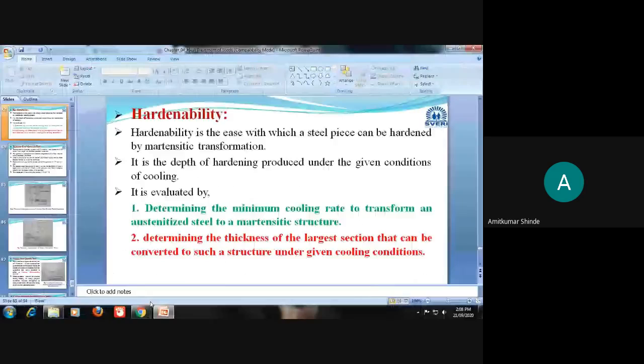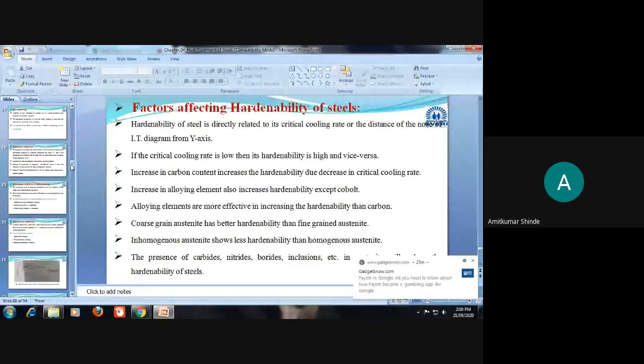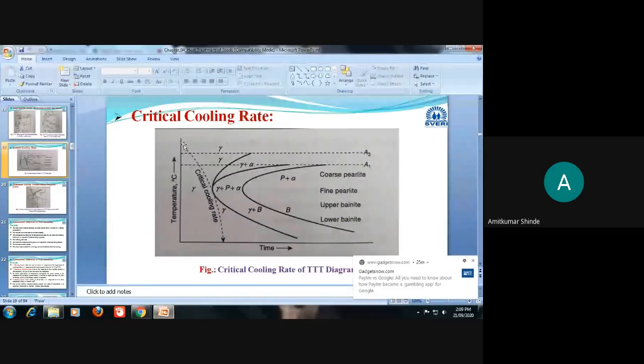For this I will show you that slide so that you will be able to understand the critical cooling rate. Okay, this is the critical cooling rate, the cooling rate which just bypasses the nose of the IT diagram. Now hardenability will depend on its critical cooling rate, or you can say the distance of these noses. This is the nose of the IT diagram, isothermal transformation diagram, the distance of the nose from the y-axis.